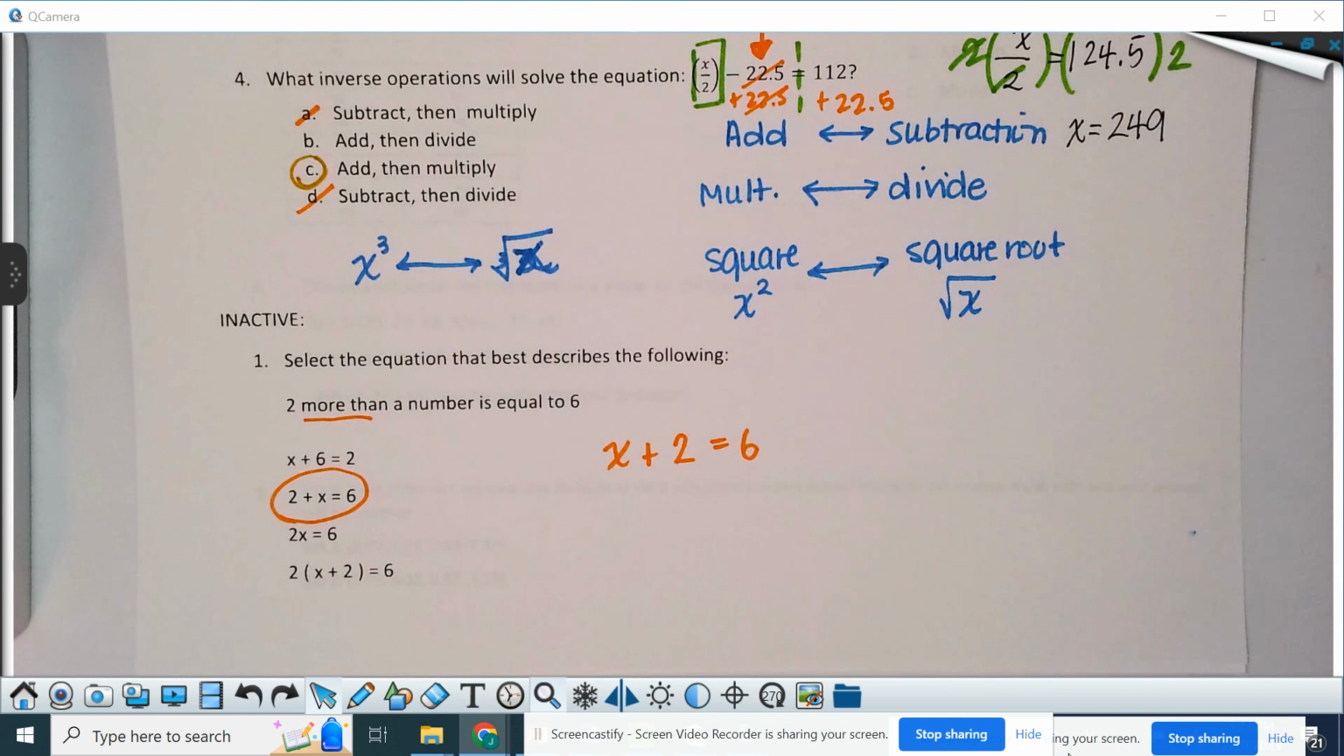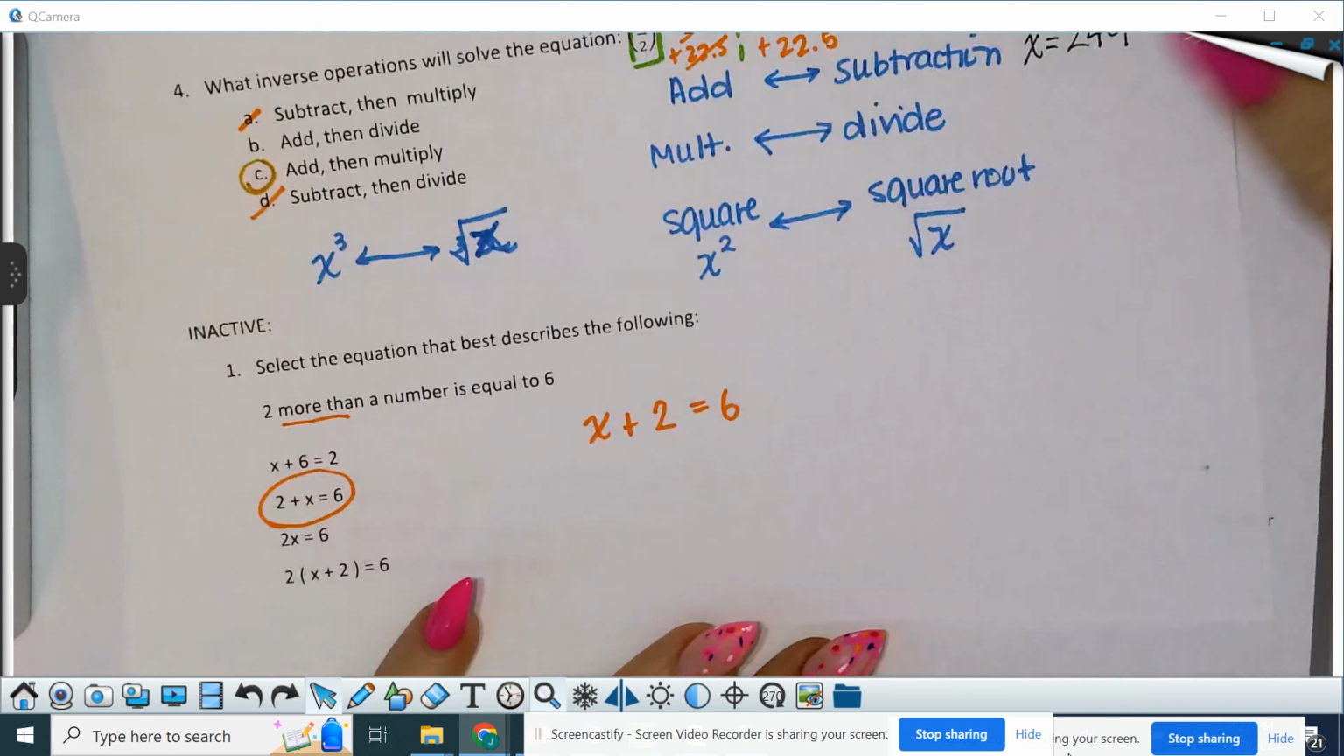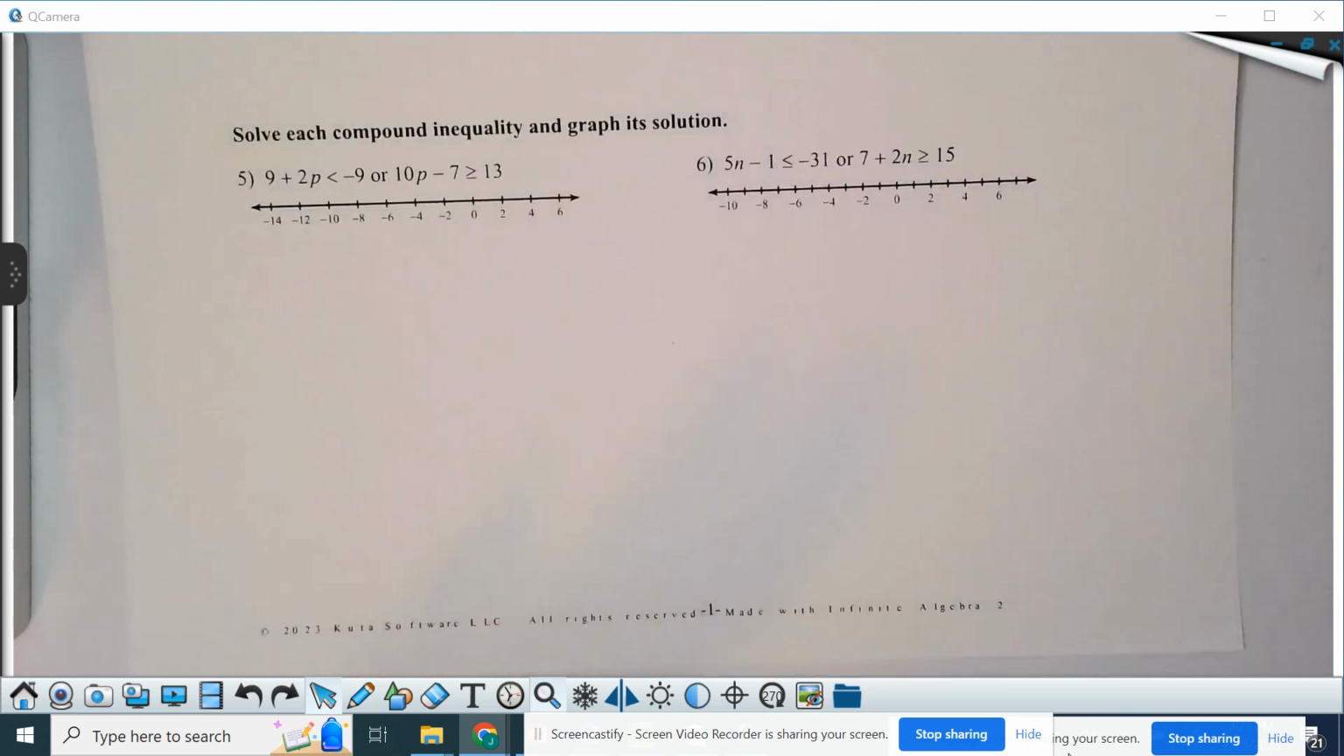If that is something we need help with, I need you guys to let me know, because that's not really Math 1 stuff, and it would be extra for me to tack it on in a lesson, other than just conversationally like this. All right, so we're going to keep the second page for Thursday, and we're going to work on some inequalities.